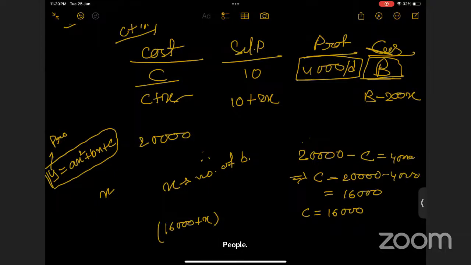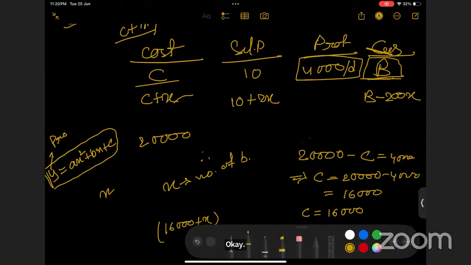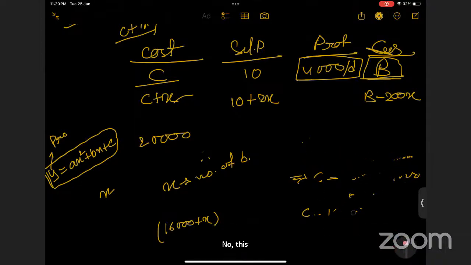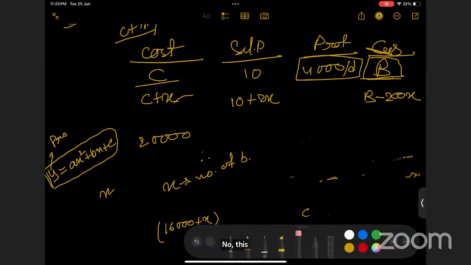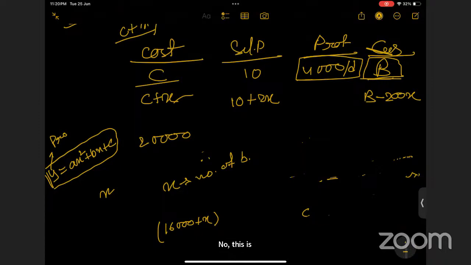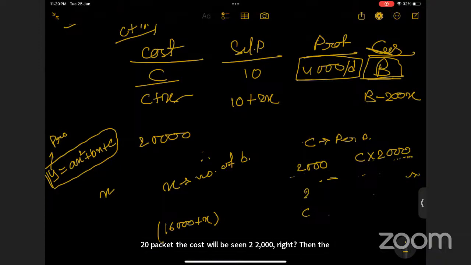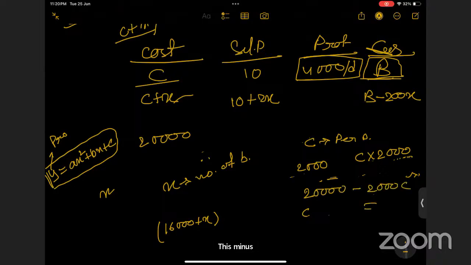this is then, sorry. No, this is not the correct one. C is the cost per packet. So for 2000 packets, the cost will be C into 2000, right? Then the profit is basically this minus C will be the profit.